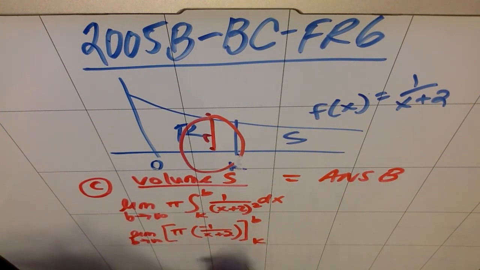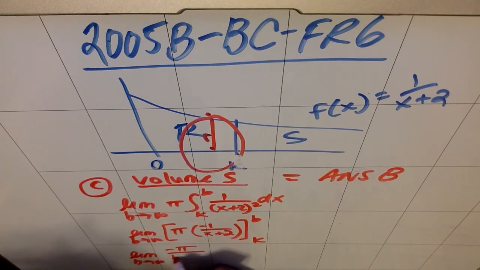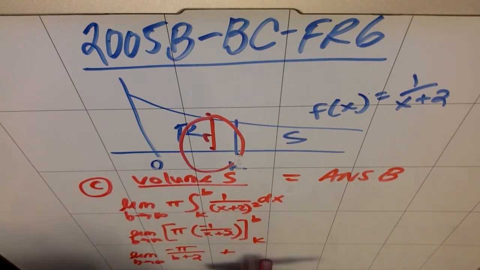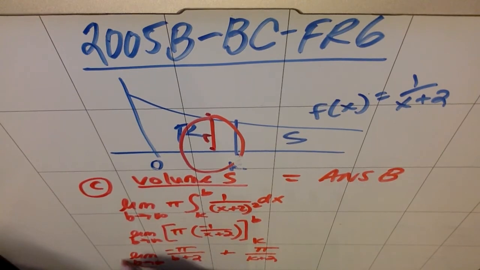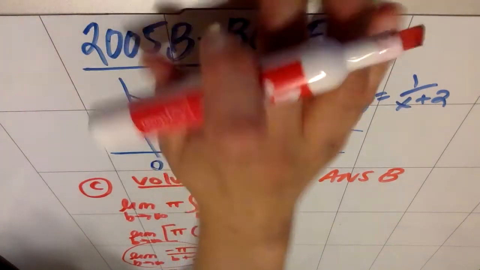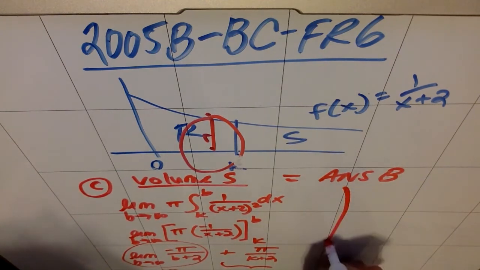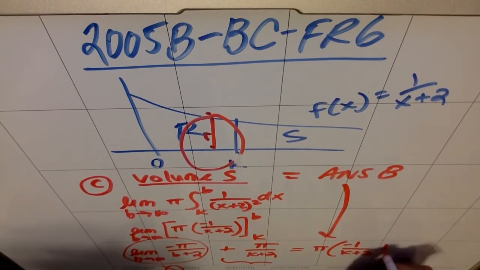If I plug these values in, I get the limit as b approaches infinity of negative pi over (b plus 2), plus pi over (k plus 2). There's no need for the limit on the second term because it doesn't have a b. The first term goes to 0 as b approaches infinity, because I have a negative pi, a finite number, on top of an infinitely large thing. So this side is literally just pi over (k plus 2), and that is equal to pi times negative 1 over (k plus 2) plus 1/2.